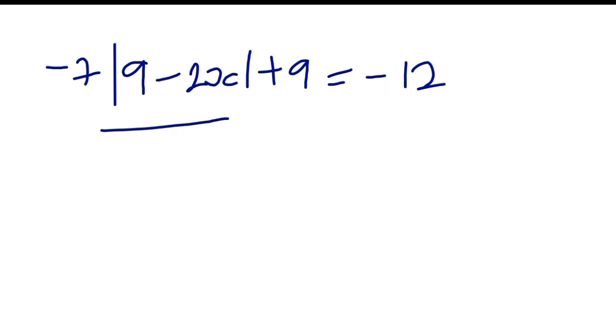So the first thing we are going to do is try getting rid of this plus 9. Then we are going to try getting rid of minus 7. So what do we do to get rid of plus 9? We add negative 9 to both sides of the equation.